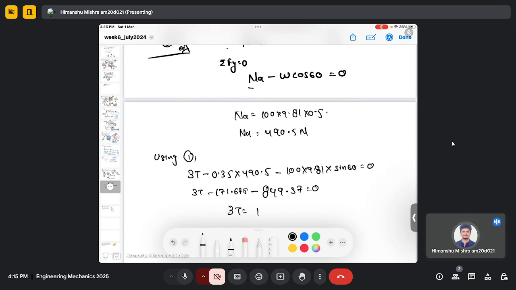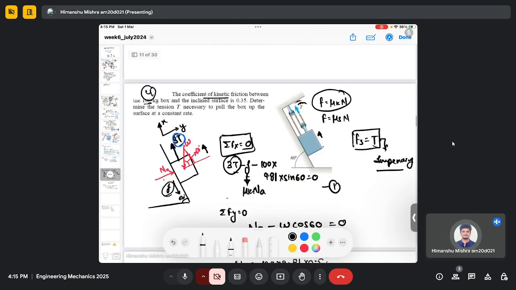So this is 1021.245. So my T will be 340 Newton. So this is my T. So we have done nothing new here. The only new thing here is the distribution of tension across the various parts of the cord.